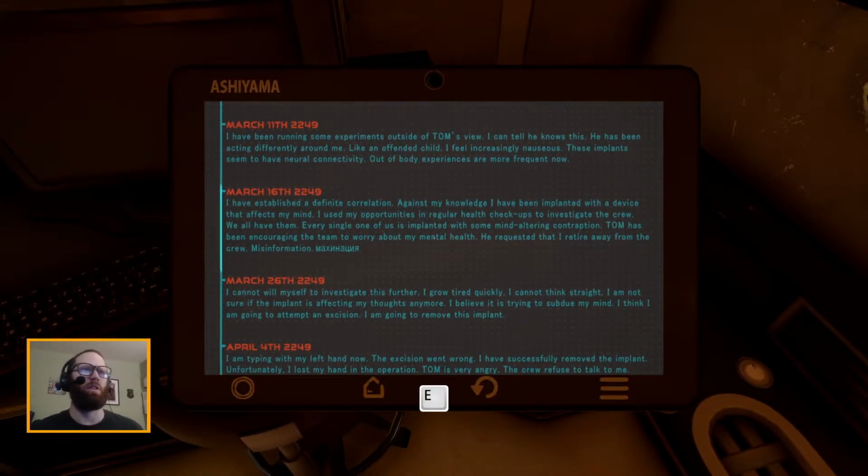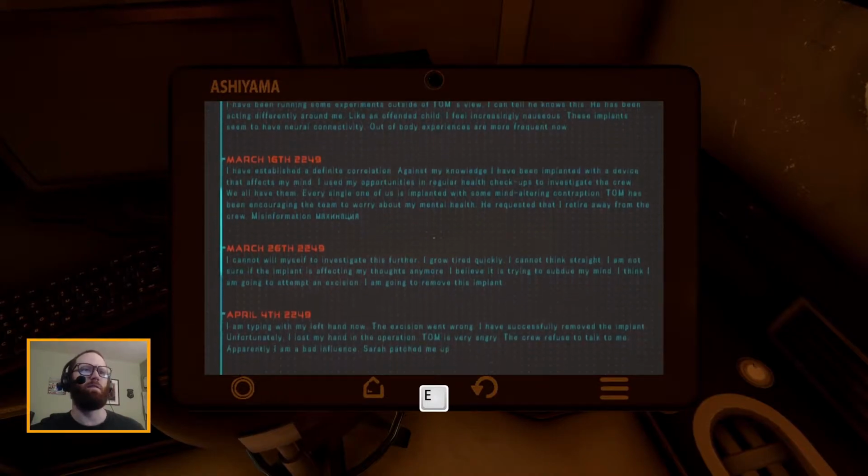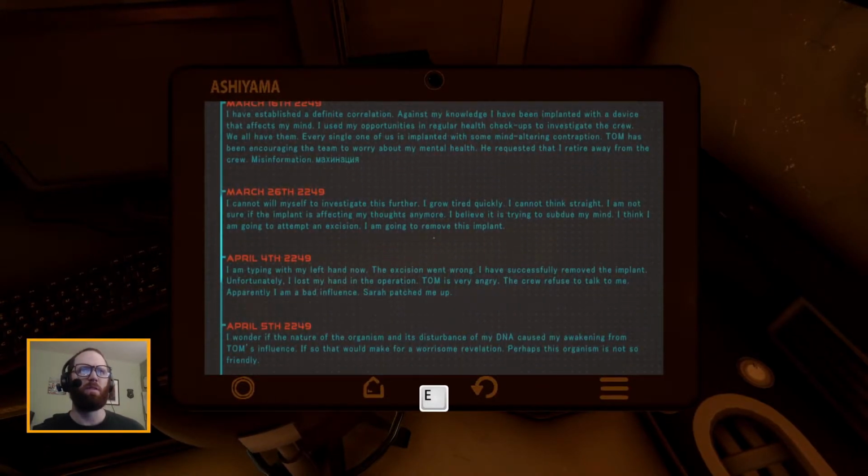Tom has been encouraging the team to worry about my mental health. He requests that I retire away from the crew. Misinformation, another Russian word. I cannot will myself to investigate this further. I grow tired quickly. I cannot think straight. I am not sure if the implant is affecting my thoughts anymore. I believe it is trying to subdue my mind. I think I'm going to attempt an excision. I'm going to remove this implant.